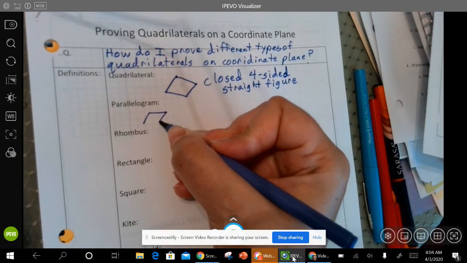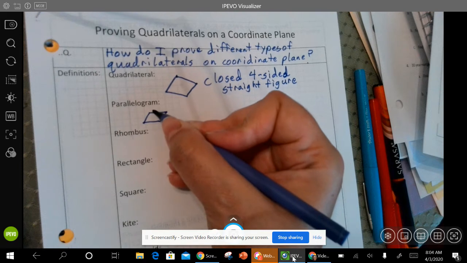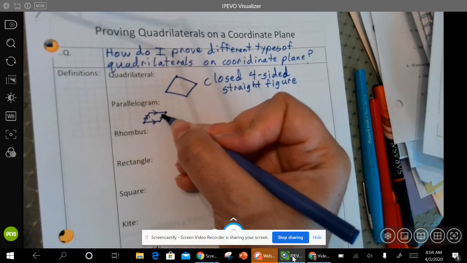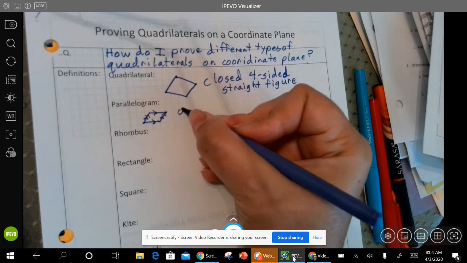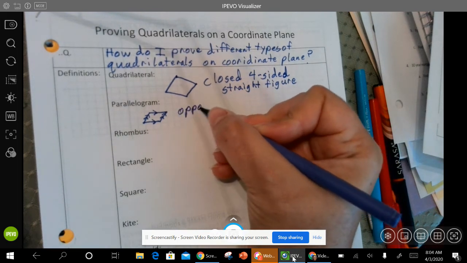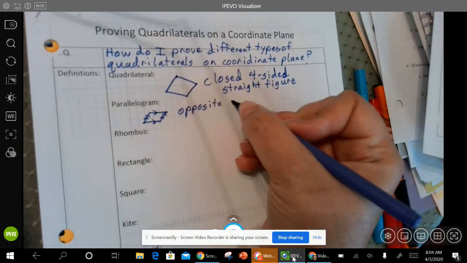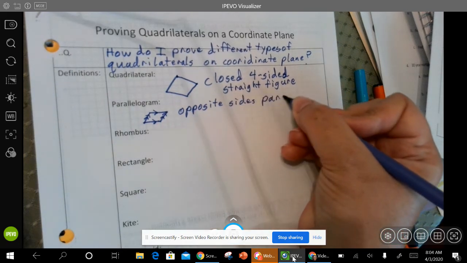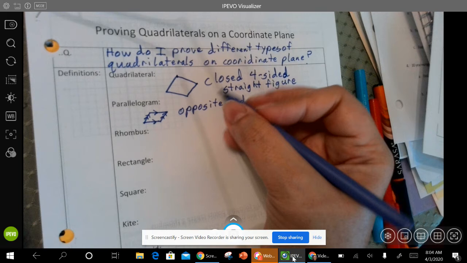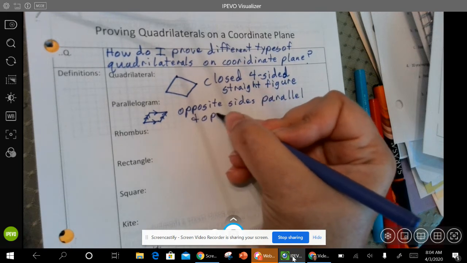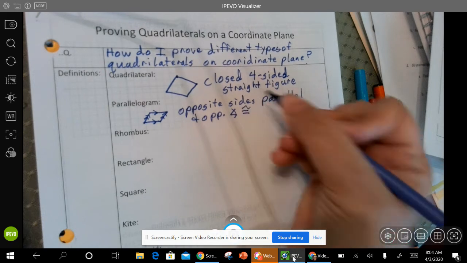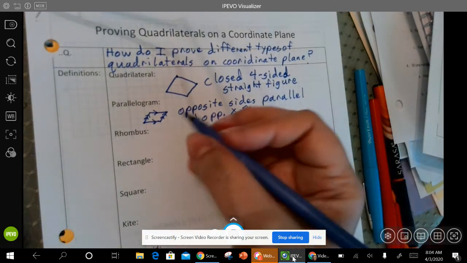And parallelogram, the opposite sides. So we actually have 5 properties for parallelograms. We have that the opposite sides are parallel. So opposite sides are parallel. And the opposite angles are congruent.